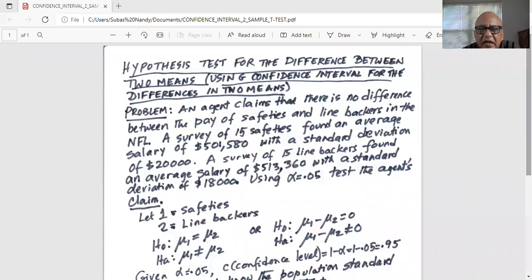So the problem is: an agent claims that there is no difference between the pay of safeties and linebackers in the NFL. A survey of 15 safeties found an average salary of 501,580 with a standard deviation of 20,000. A survey of 15 linebackers found an average salary of 513,360 with a standard deviation of 18,000. Using alpha equal to 0.05, test the agent's claim.